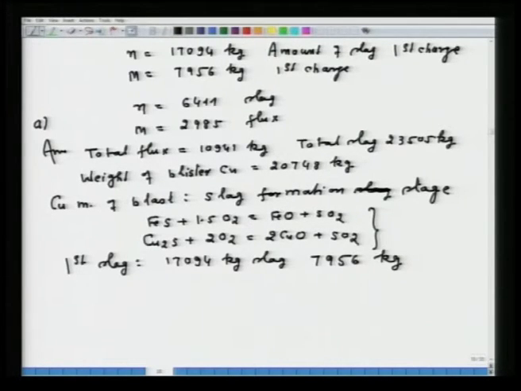Now, why I have written this thing? Because you have to know FeS from matte. So, what is required to know? First, you have to know FeS from matte, and then you have to know FeS from flux, and then you have to know how much amount of copper is being lost as a result of Cu2S plus 2O2 reaction.